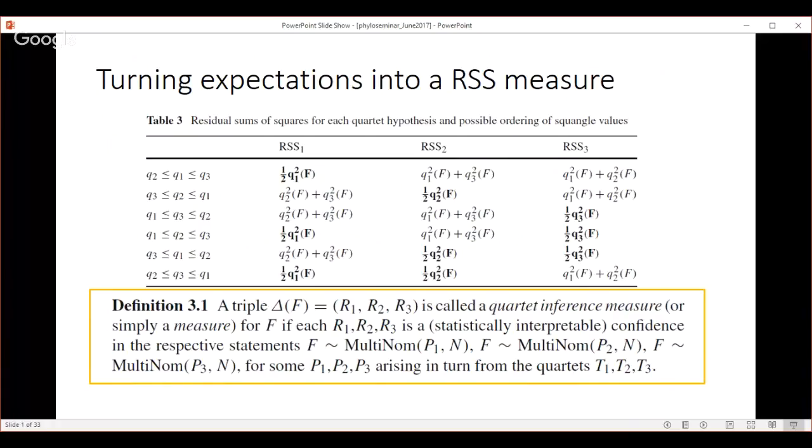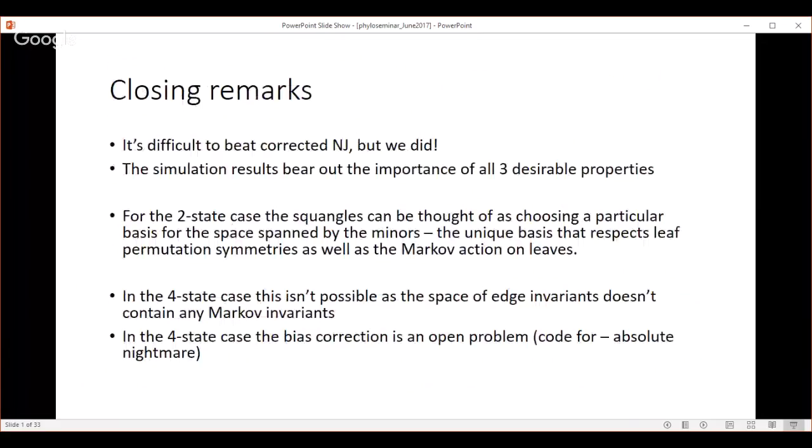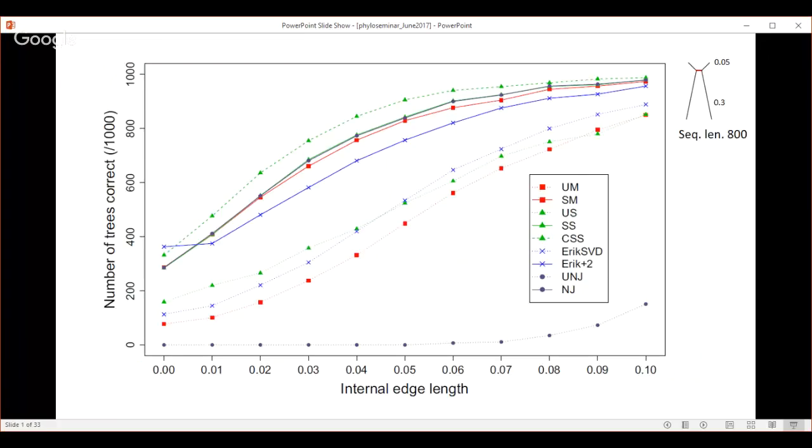Right. Cool. The corrected neighbor joining is just neighbor joining with corrected distances. The algorithm is amazing, can I just say? I know. Well, that's why we said at the end here that it's really difficult to beat corrected neighbor joining. Such a wonderful, fast, simple idea. We were quite delighted that we could see daylight here in the corrected sign squangles and neighbor joining. We thought it was good and somewhat unexpected.